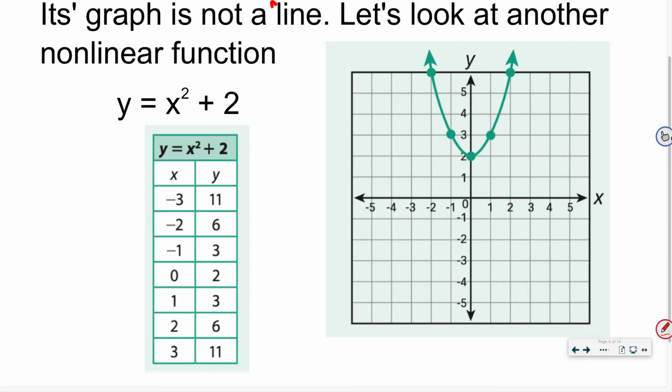How did we get the values in this table? Yeah, substitution. If x is 0, 0 squared is 0, plus 2, y is 2. If x is 1, 1 times 1 is 1, plus 2 gives us 3. If x is negative 1, negative 1 squared is positive 1, plus 2 is 3. And these values are here.